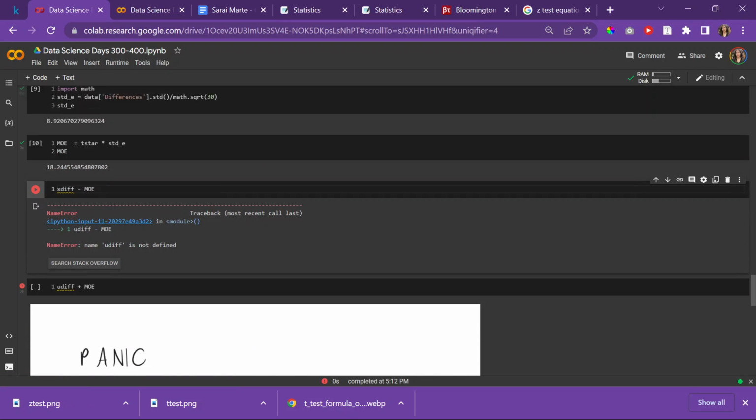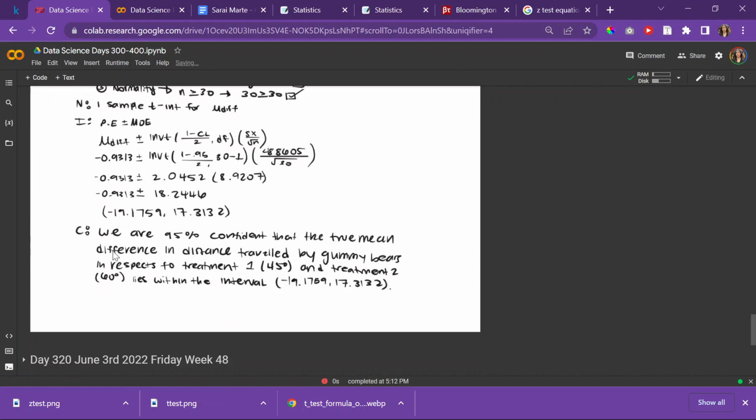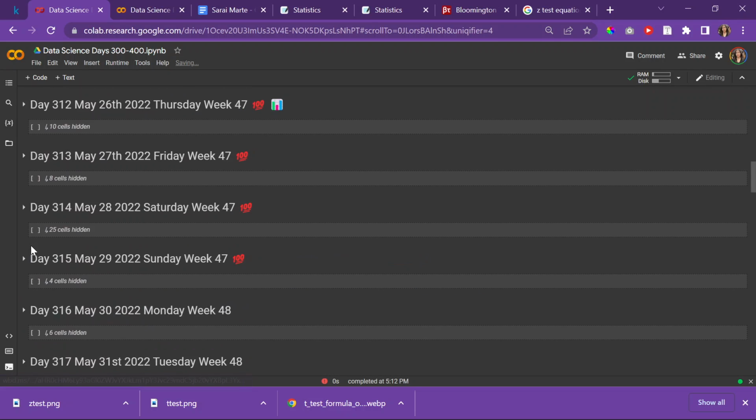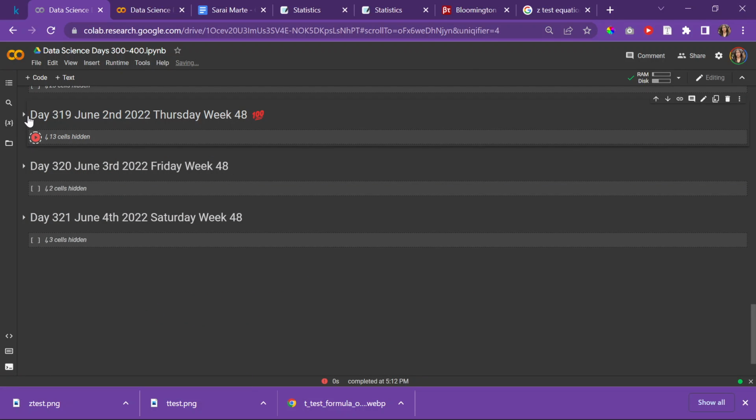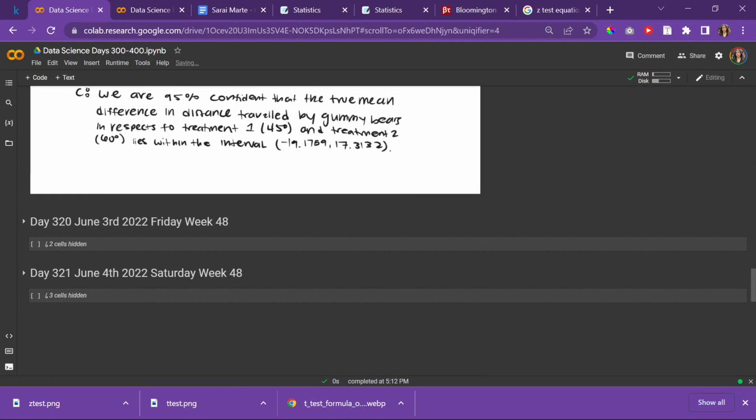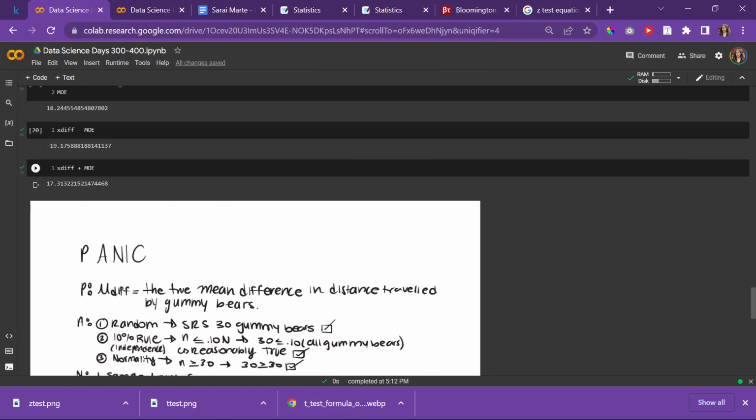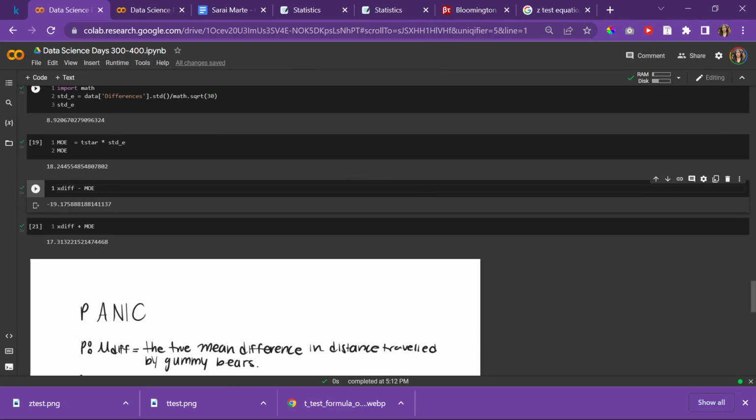Whoops, I meant ttest. Let's do that one more time. I forgot those two variables. Should give me the same thing. Okay, I literally just changed the name of udiff to xdiff, because what we found was a statistic from a sample, not from the population.